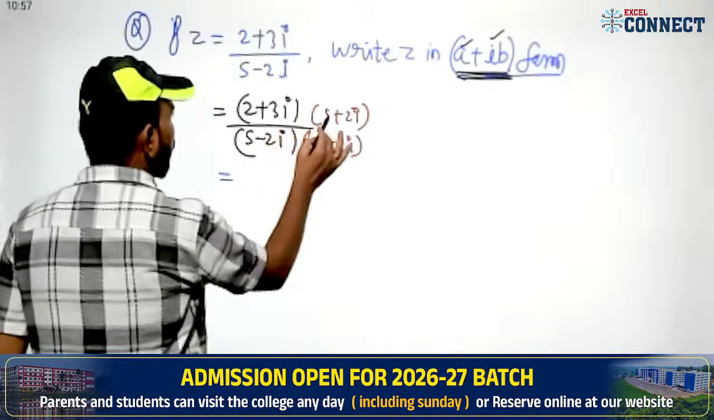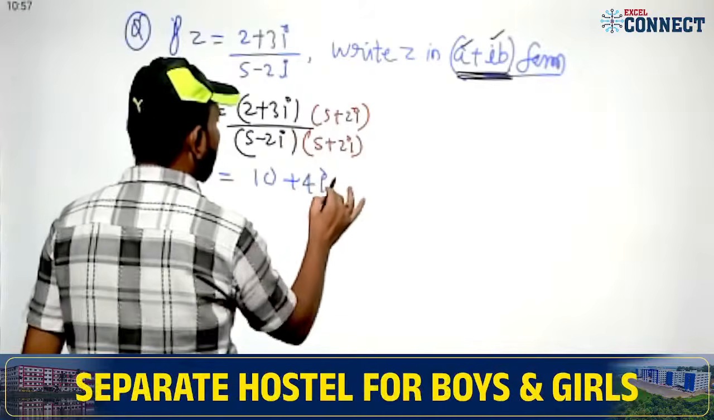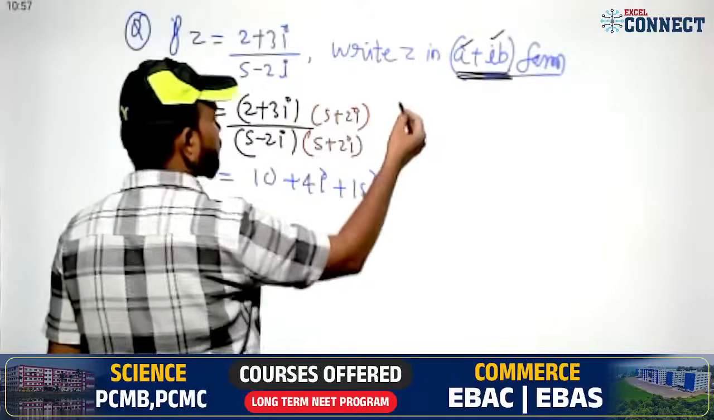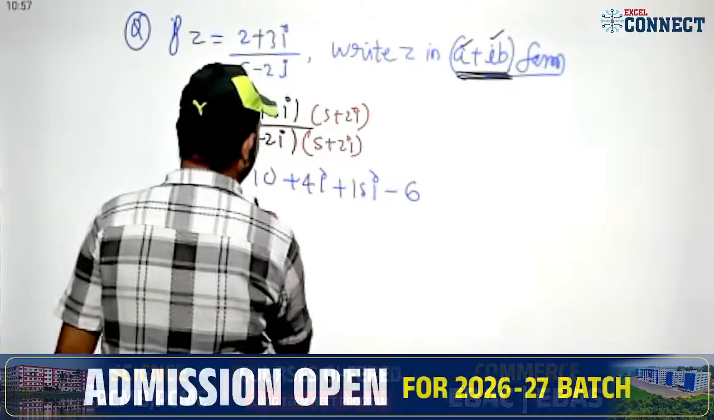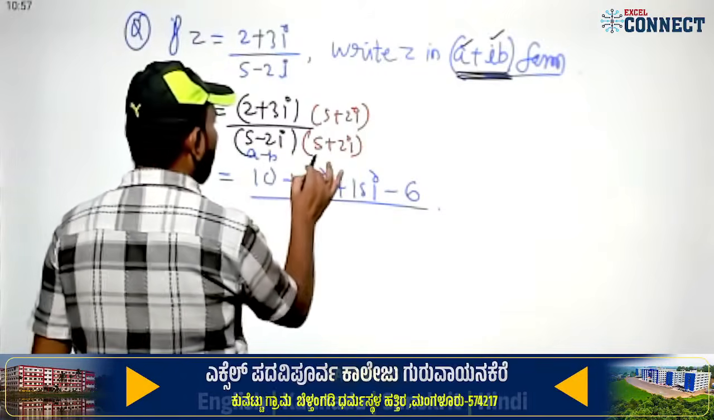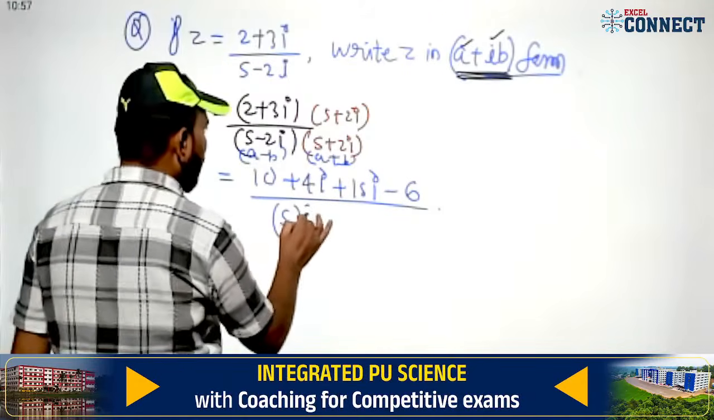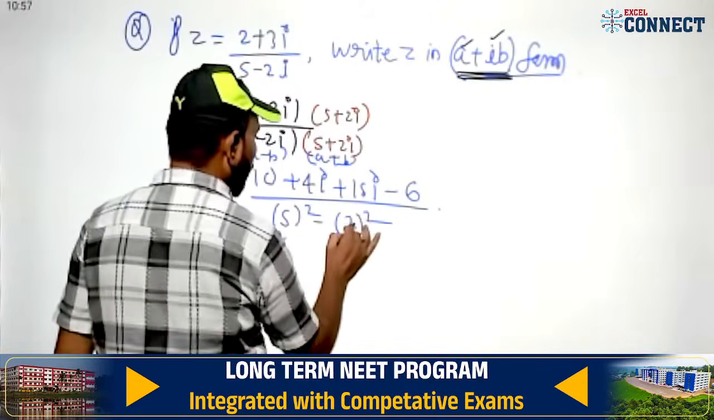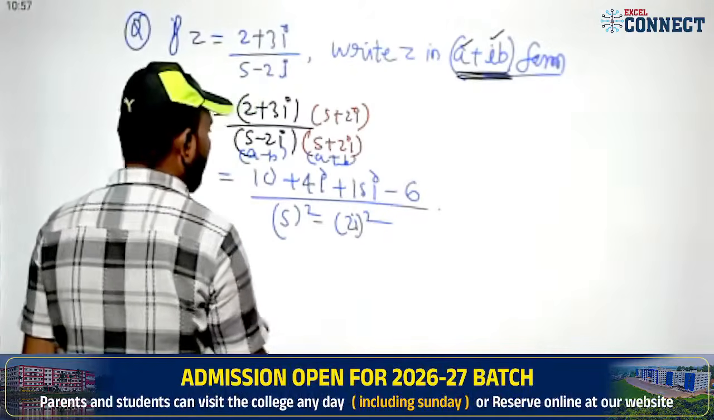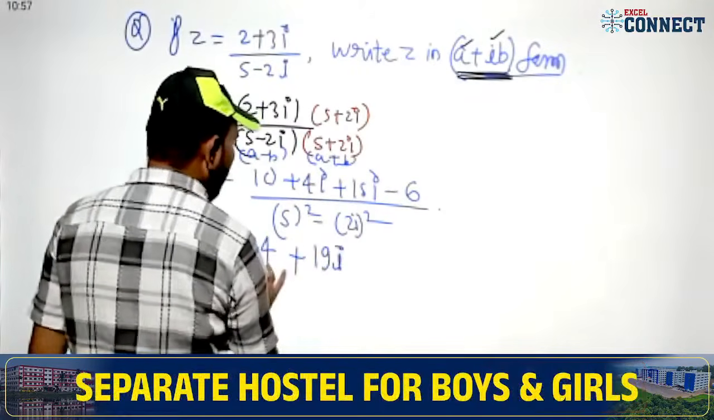So what will come? 2 into 5 is 10. 2 into 2 iota is 4 iota. 3 into 5 is 15 iota. And 3 into 2 is 6 iota square, and 6 iota square is minus 6. Divided by this into this, again a minus b into a plus b means a square minus b square. So 5 square minus 2 iota square. So 10 minus 6 is 4, and 15 plus 4 is 19 iota.